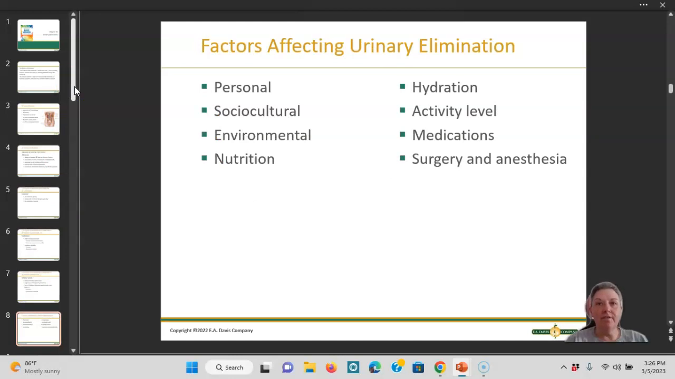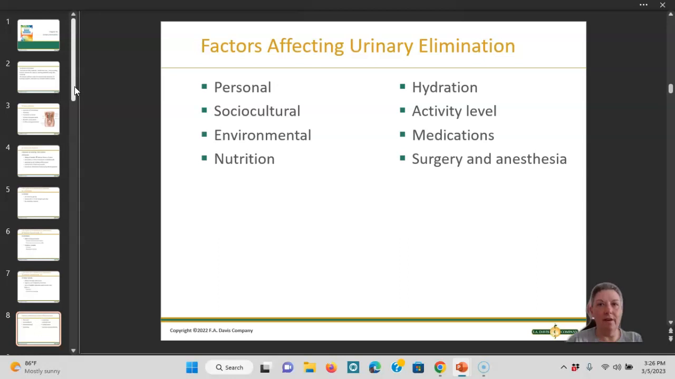Some factors affecting urinary elimination: personal factors, social cultural factors, environmental factors, nutrition, hydration, activity level, medications, surgery, and anesthesia. So think about some of these. Environmental. Can you always pee? Some people cannot pee outside their house. They have to be in their own bathroom.